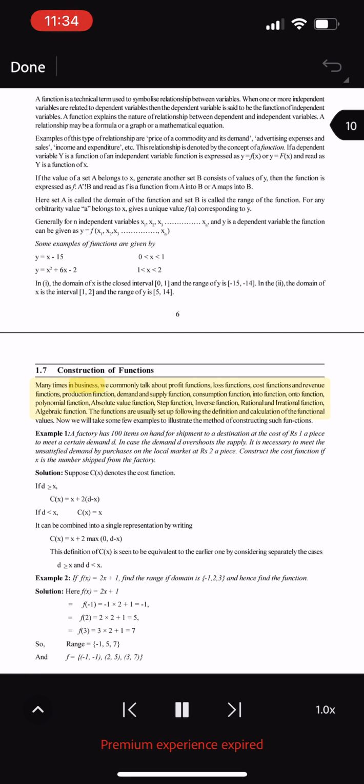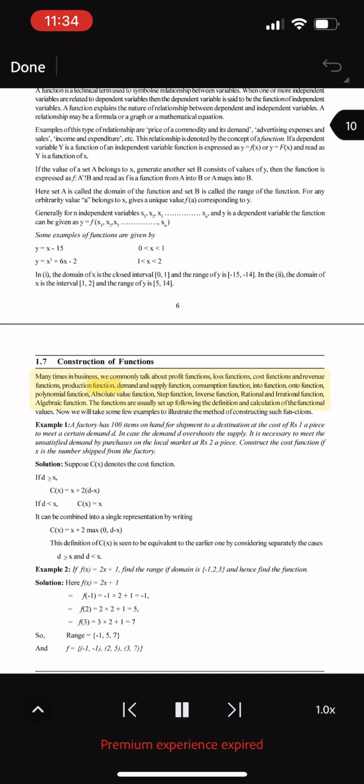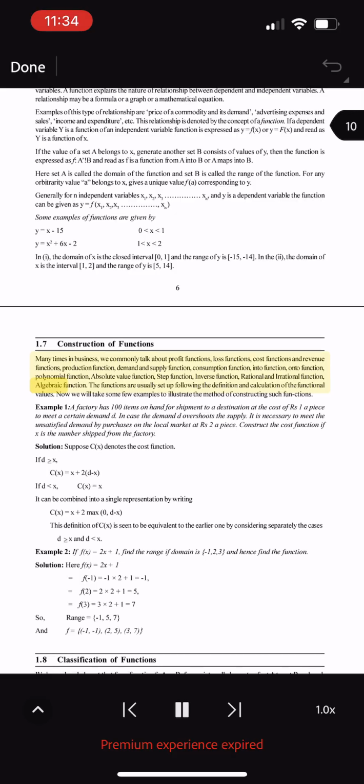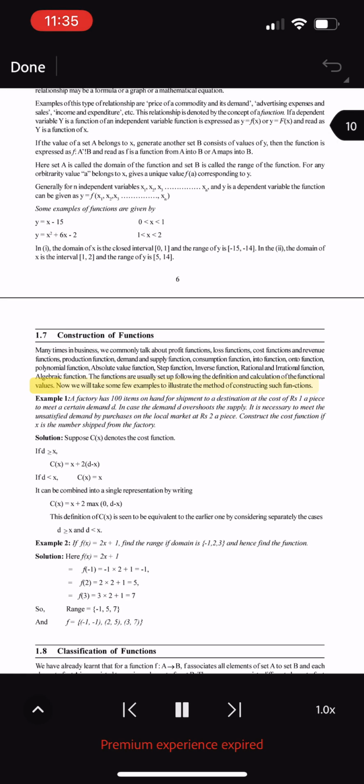Many times in business, we commonly talk about profit functions, loss functions, cost functions and revenue functions, production function, demand and supply function, consumption function, into function, onto function, polynomial function, absolute value function, step function, inverse function, rational and irrational function, algebraic function. The functions are usually set up following the definition and calculation of the functional values. Now we will take some few examples to illustrate the method of constructing such functions.